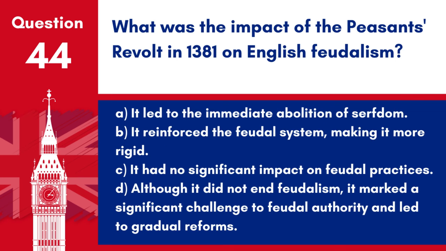Question 44. What was the impact of the Peasants' Revolt in 1381 on English feudalism? A. It led to the immediate abolition of serfdom. B. It reinforced the feudal system, making it more rigid. C. It had no significant impact on feudal practices. D. Although it did not end feudalism, it marked a significant challenge to feudal authority and led to gradual reforms.